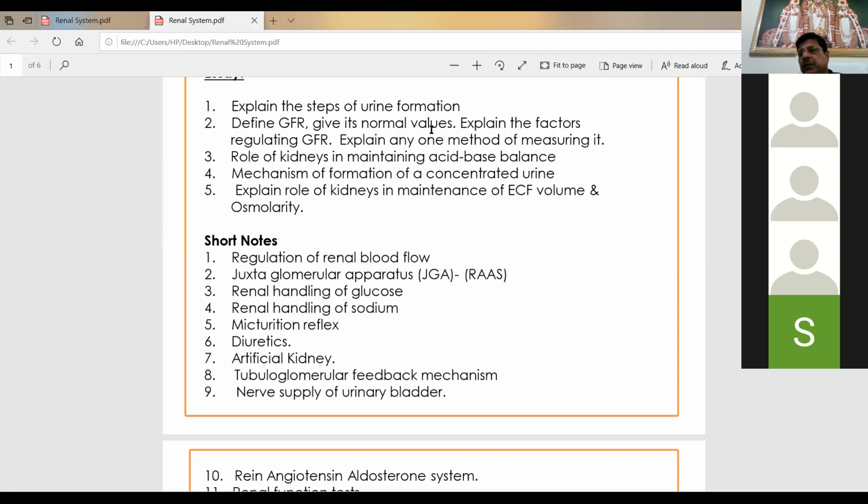methods, the concept of clearance. And there is one formula which they use in the lab. GFR is equal to U into V by P. That formula is there. Apart from that, there is one more correction they do for the height and weight. Please look up that formula on the net or somewhere and tell me tomorrow.